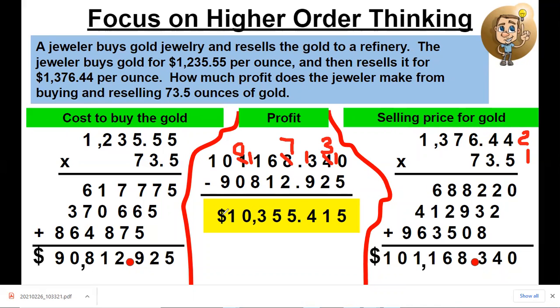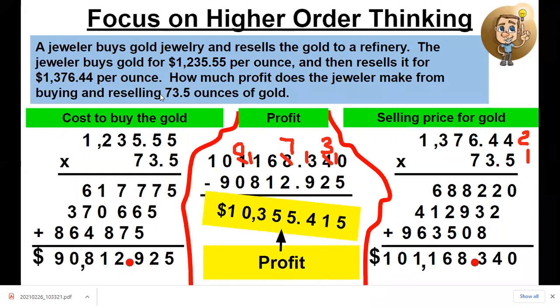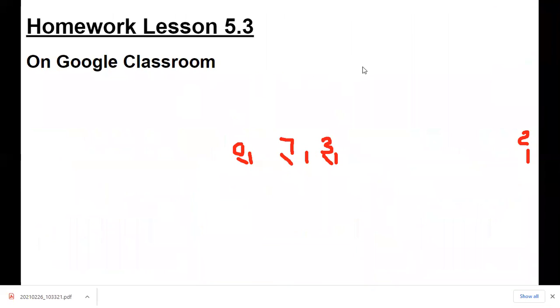So that's how we got $10,355 and approximately 42 cents when we round. There is our profit. Okay. And let's clear this.